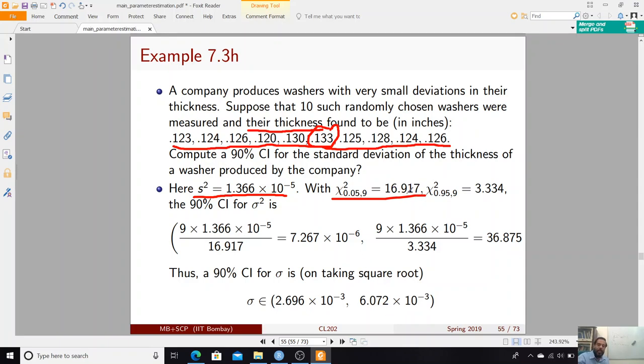I will urge you to solve this using a table. Maybe in my next lecture, I will show you the table, because the table does not have so many points where you can interpolate it very finely. So while solving problems, you should know how to interpolate when you're using a table. In any case, this is the confidence interval. So it tells you that the standard deviation lies between 2.7, if I can call it a milli inch, and 6.1 milli inches, which is pretty tight. But then you can make a change in your process and see whether you have been able to make more consistent delivery of washers in the changed process.